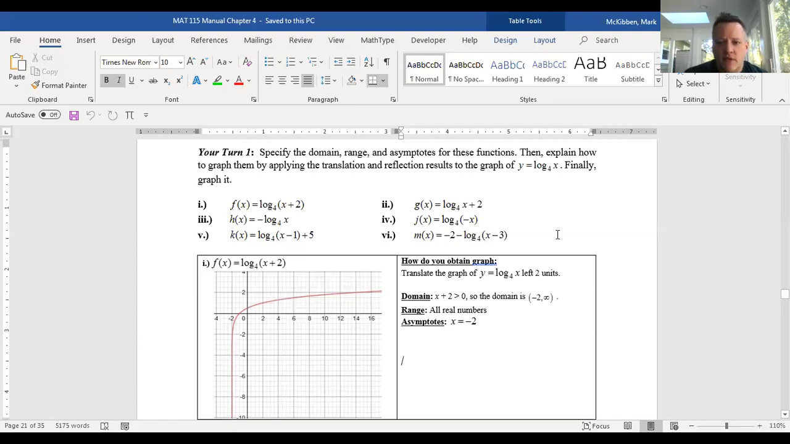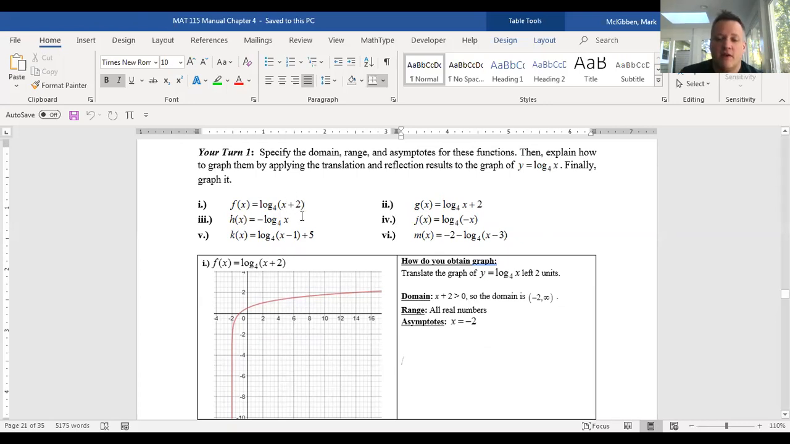Okay, so give these a go. Give these a try and see what you can get. It's the same sort of idea, only now we're starting with log base 4 instead of ln. But again, they all look basically the same. So you're going to use your translation results and reflection results to graph them. Whatever x value makes the input of the log equal to 0 is your vertical asymptote. And then the range is always all reals because it was for the original function. And the domain is all the x values that make the inside positive.